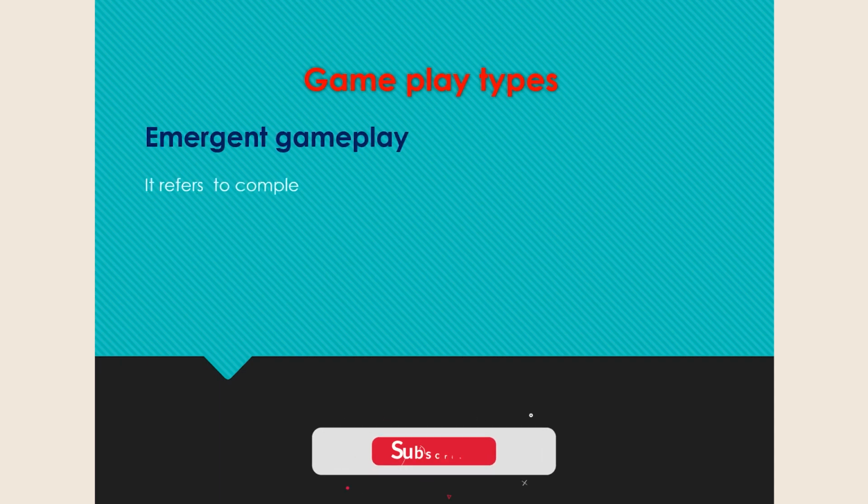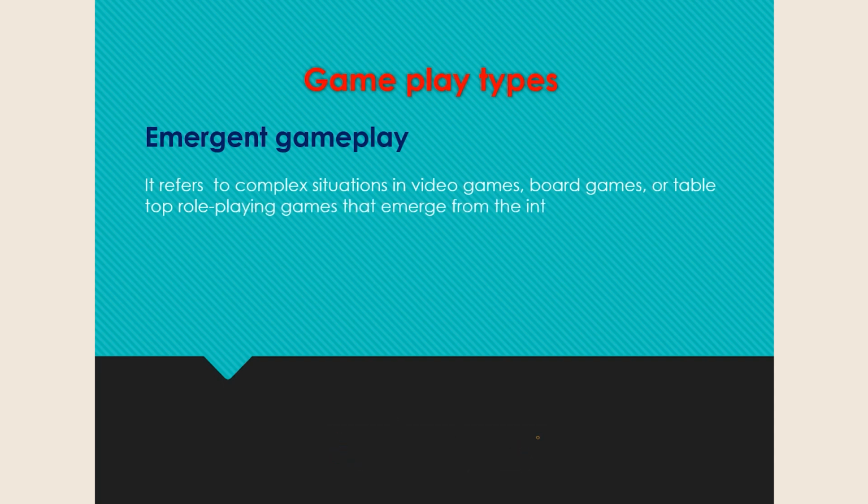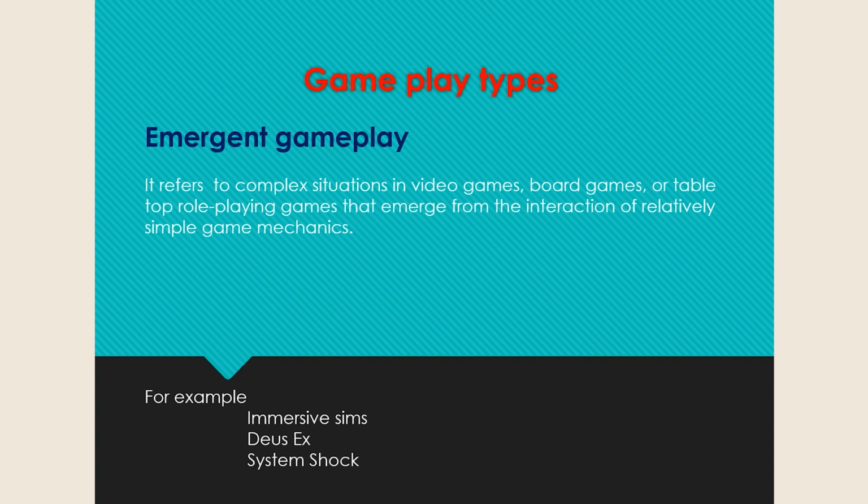Emergent gameplay. It refers to complex situations in video games, board games, or tabletop role-playing games that emerge from the interaction of relatively simple game mechanics. For example, the immersive sim Deus Ex, System Shock.